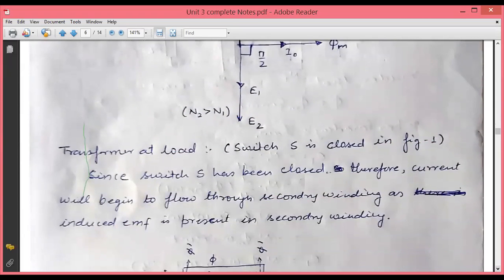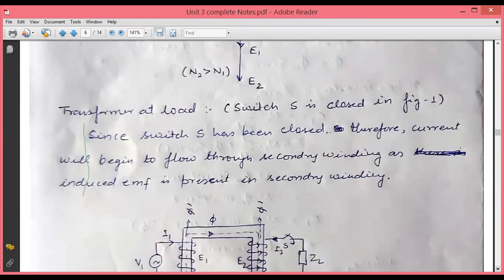Now we will go ahead and consider the case of the transformer at load. This is a very interesting and very important portion, and basically this portion, transformer at load, explains the actual working of the transformer. In this condition, it means we are now going to connect a load on the secondary side.